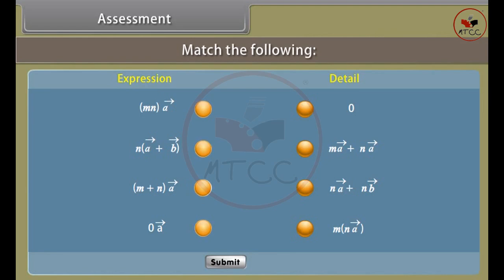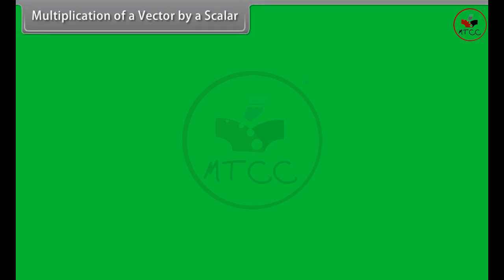Match the following. Multiplication of a vector by a scalar.